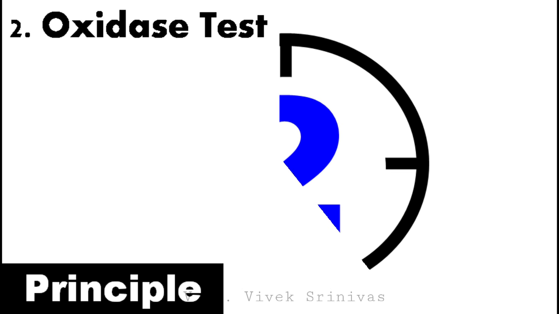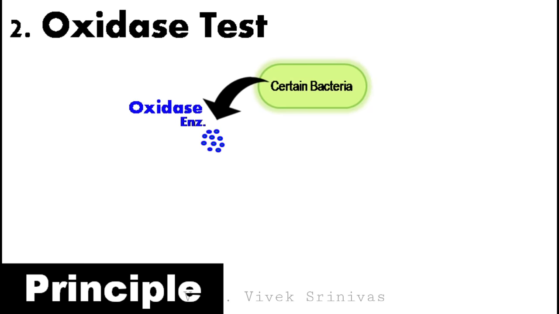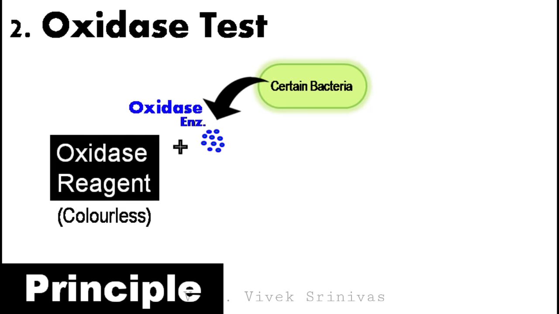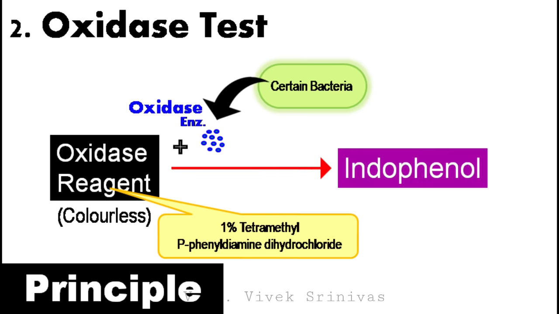Next, the oxidase test. The principle: certain bacteria produce the enzyme oxidase. This enzyme, along with the oxidase reagent, consisting of 1% tetramethyl-para-phenylenediamine dihydrochloride, is capable of turning it into indophenol. This indophenol is a purple color complex. This is the principle behind the oxidase test.